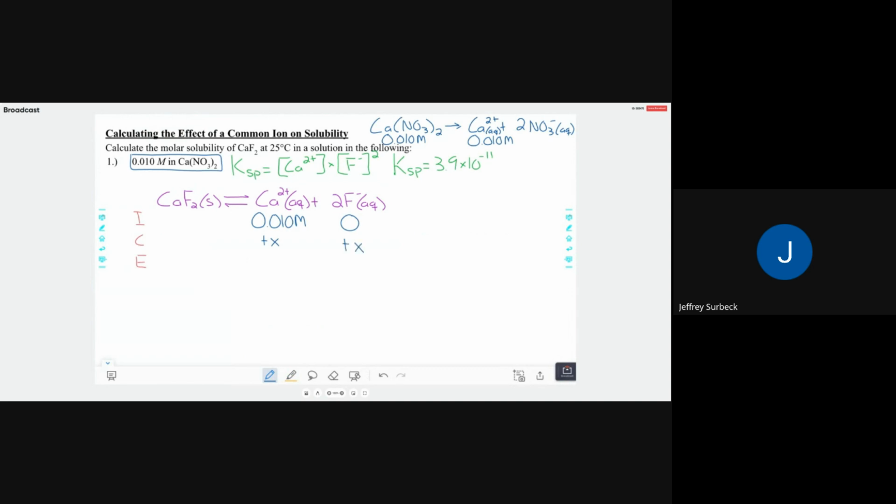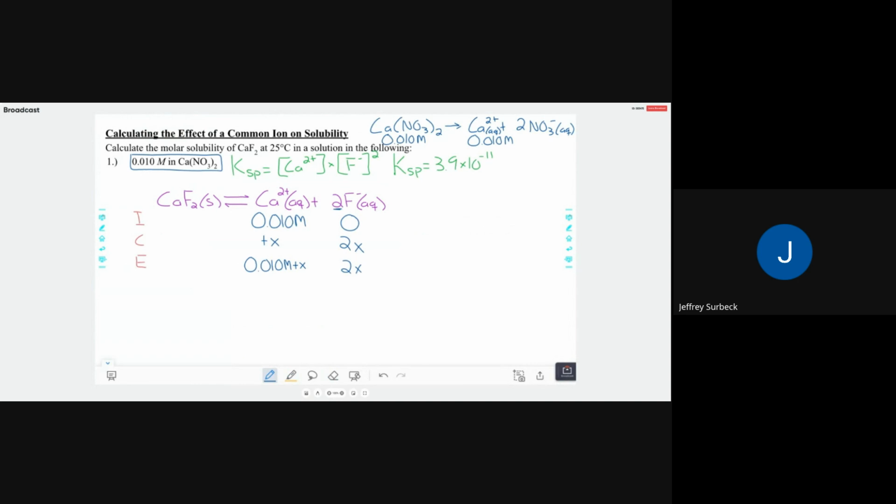Now at equilibrium, and this is our important part here, we have 0.010 molar plus X, and we have X, and there's a major mistake here. I totally forgot about the coefficient of 2. This is technically 2X. So make sure you factor in your particular coefficients. Didn't have to worry about that with calcium because it's just a coefficient of 1.